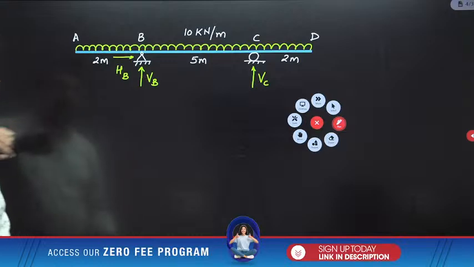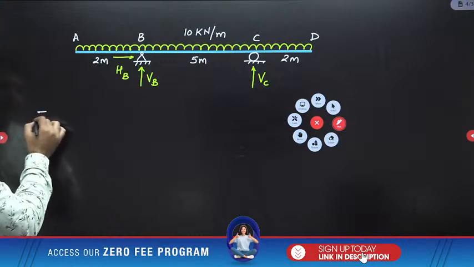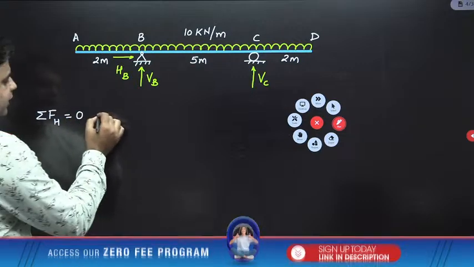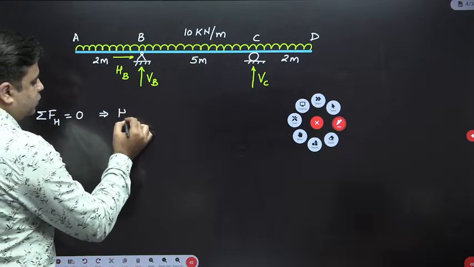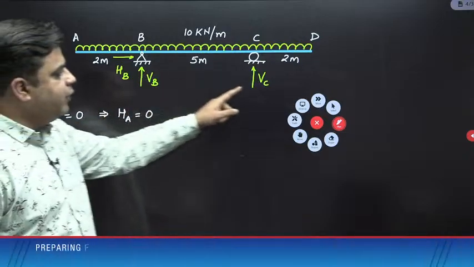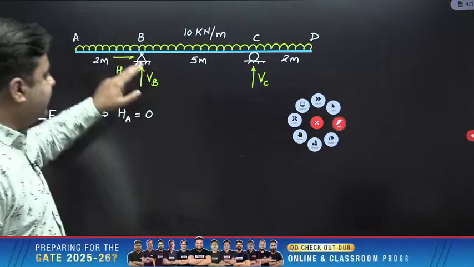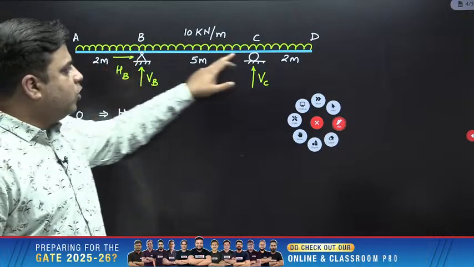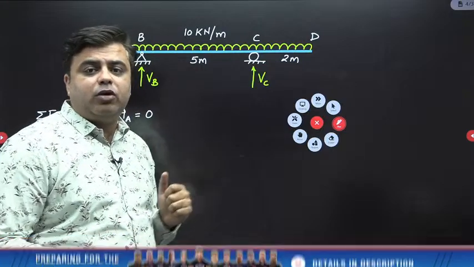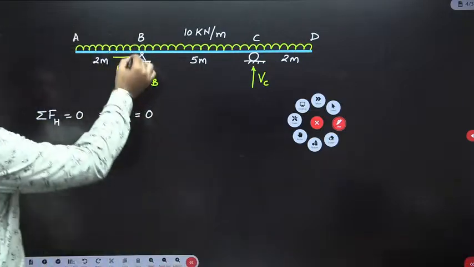How to start? First thing is you will write down summation of horizontal forces equal to 0. Is there any horizontal force? No. So HB will be equal to 0. Now for calculating VB and VC, either you can stand at this point B, or you can stand at this point C, and write down summation of moment about that point equal to 0. I'll prefer this point B.